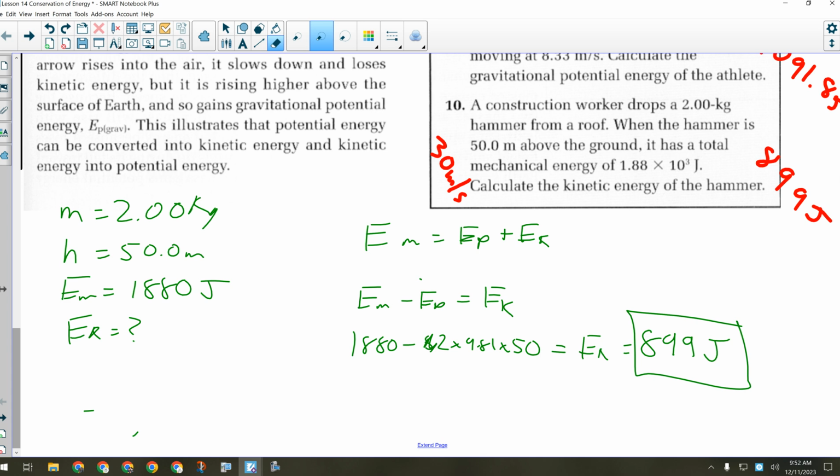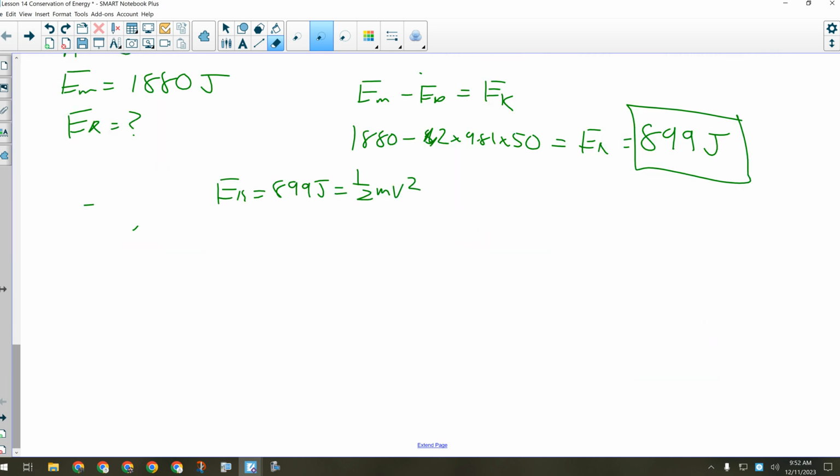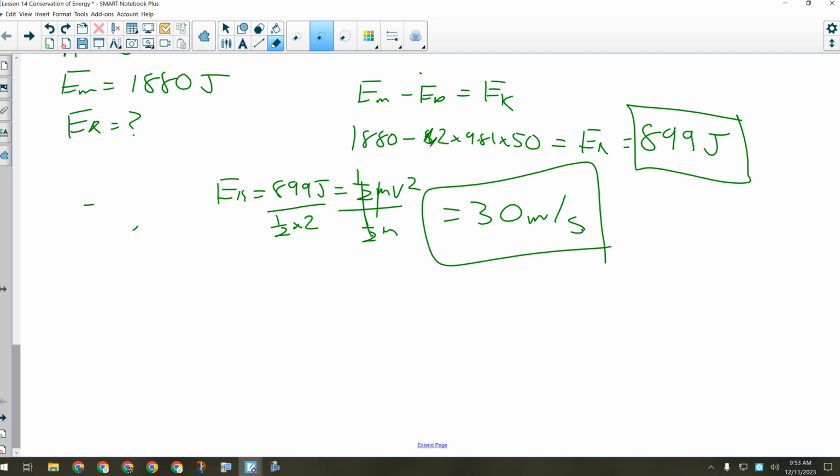Now, the second part: calculate the speed the hammer is moving at. If EK equals 899 joules, then 899 joules equals 1/2 mv squared. I know the mass of the hammer, so all I have to do is divide both sides by half of m, so by 1/2 times 2. What's 1/2 times 2? 1. So I really just need to take the square root of 899, yes? It would come out to 29.9 something, which rounds to 30 meters per second. Everybody all right with that?